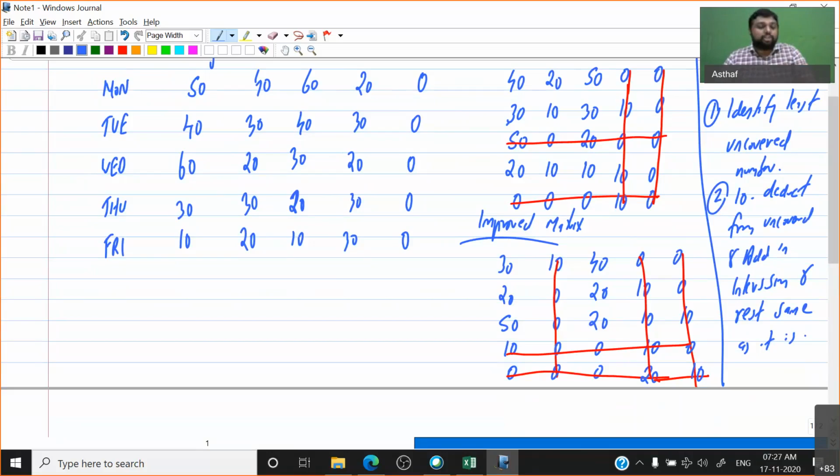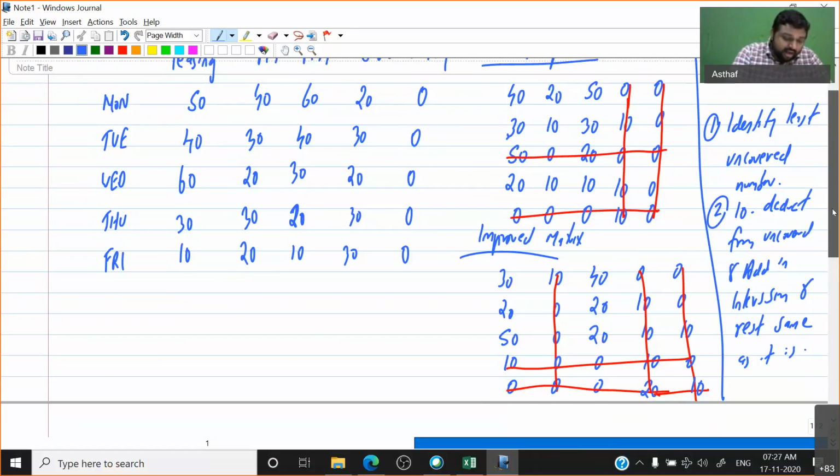Optimality is reached when your rows and columns equal your allocated lines. So now we have to go for allocation. The last step is allocation. So what is meant by allocation? Very simple.